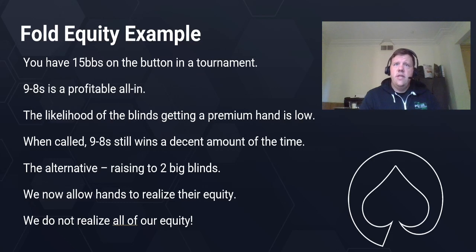Most of the time they're going to fold. When they do call, they have king queen. You're going to win the pot a lot against king queen. 9-8 suited's a good hand. You make straights, you make flushes, you make pairs.